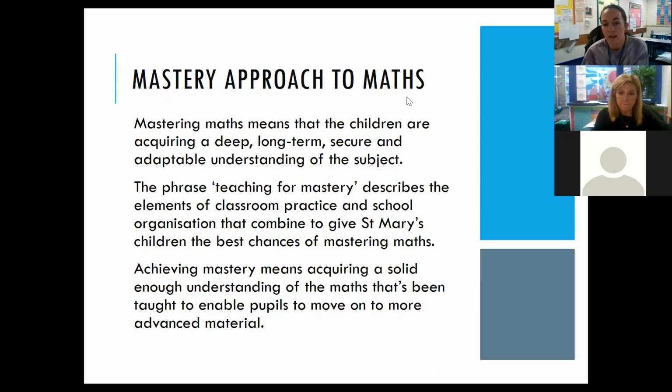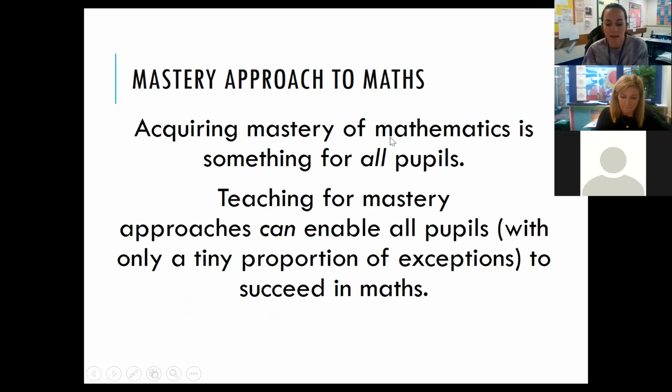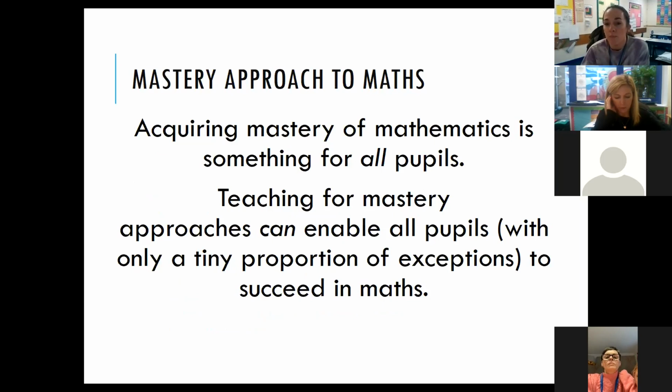If we just move on to the next slide as well, it's highlighted a bit more there. So it says here, mathematics is something for all pupils, so all pupils can achieve. And the way that that is shown through the different types of methods used when we are teaching maths means that there are different ways of learning and acquiring that knowledge for different children, which I know Mrs. Robertshaw will go into in a bit more detail over the next few slides. So like it says there, the mastery approach can enable all pupils, with only a tiny proportion of exceptions, to succeed in maths. If you want to move on, Mrs. Robertshaw.